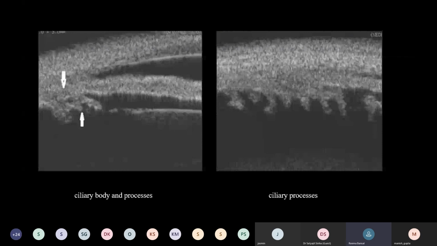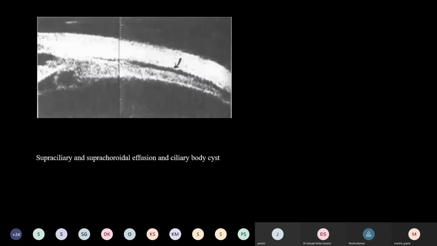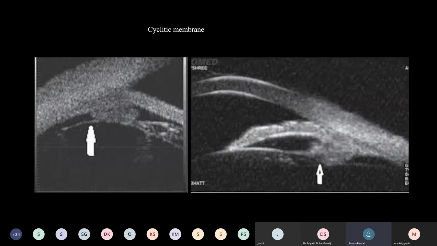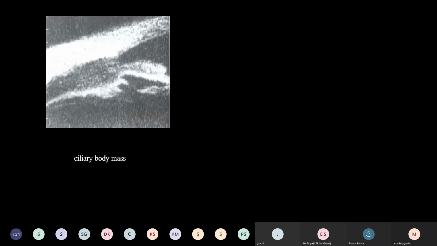So this is how normally the ciliary body and the ciliary processes look like. You can see these arrows on the left, which shows the ciliary body, and the scan on the right shows beautiful finger-like projections of ciliary processes. So you have the arrow showing the supraciliary and the suprachoroidal effusion and a ciliary body cyst on the left. Or you can have a very well-defined cyclitic membrane where you have blunting of the ciliary processes, or maybe complete absence of ciliary projections. Ciliary body mass, again, you pick up by UBM.